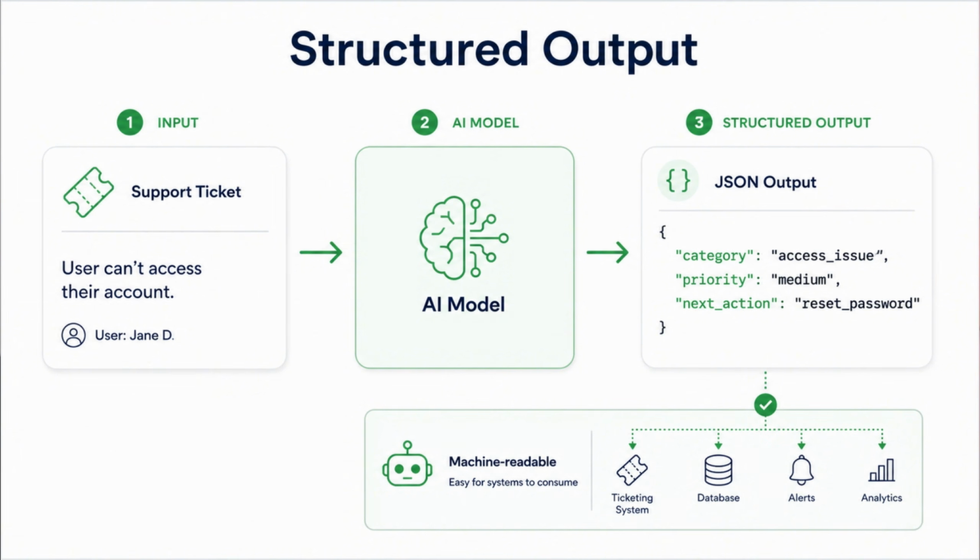Let's take a support ticket example. Instead of asking the model to summarize the ticket in normal text, we can ask it to return specific fields like category, priority, and next action. For example, category could be access, priority could be high, and the next action could be check the role assignment. This is powerful because now the AI response can be used by another system. It can create a ServiceNow ticket, update a dashboard, trigger an automation, or pass data to another API.